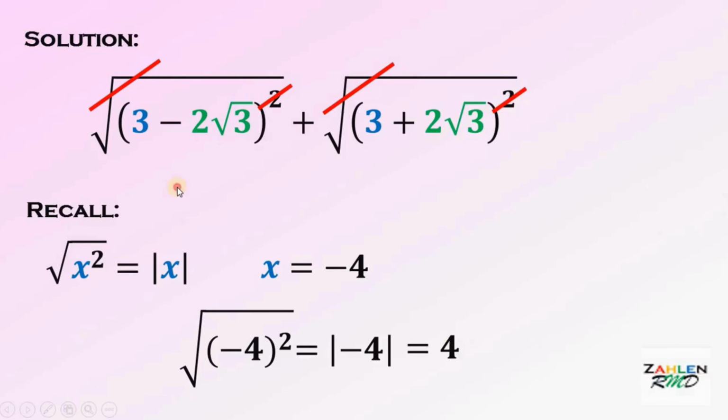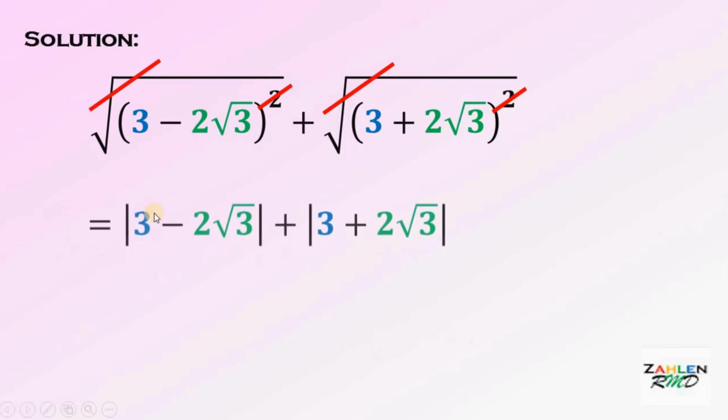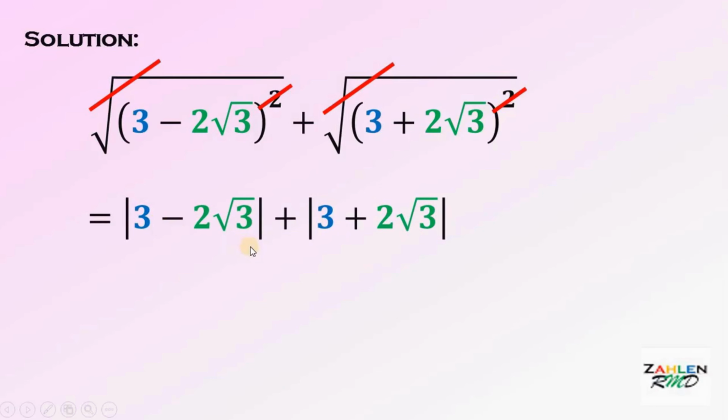Therefore, our second step must be the absolute value of 3 minus 2 square root of 3 plus the absolute value of 3 plus 2 square root of 3. Now we know that this absolute value will give us a positive result because absolute value measures the distance of this number to 0. Since it measures the distance, therefore it cannot be negative.